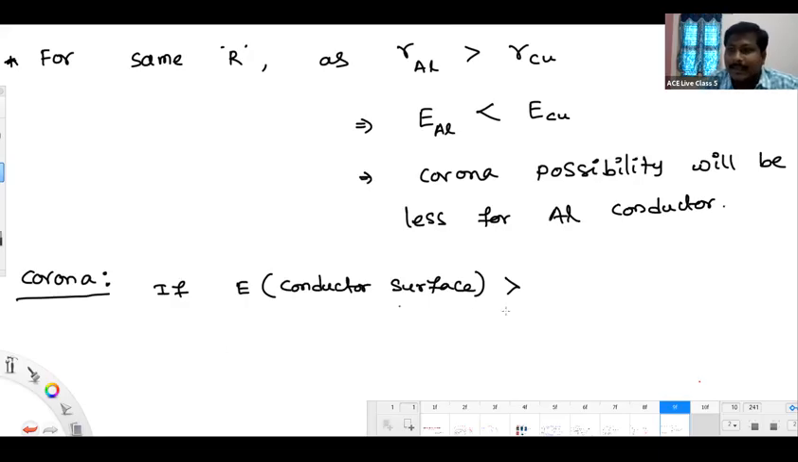Electric field intensity on the conductor surface greater than the dielectric strength of the surrounding dielectric medium. Mostly that surrounding medium will be air. Okay, I'll write a letter G. G is the dielectric strength of air.